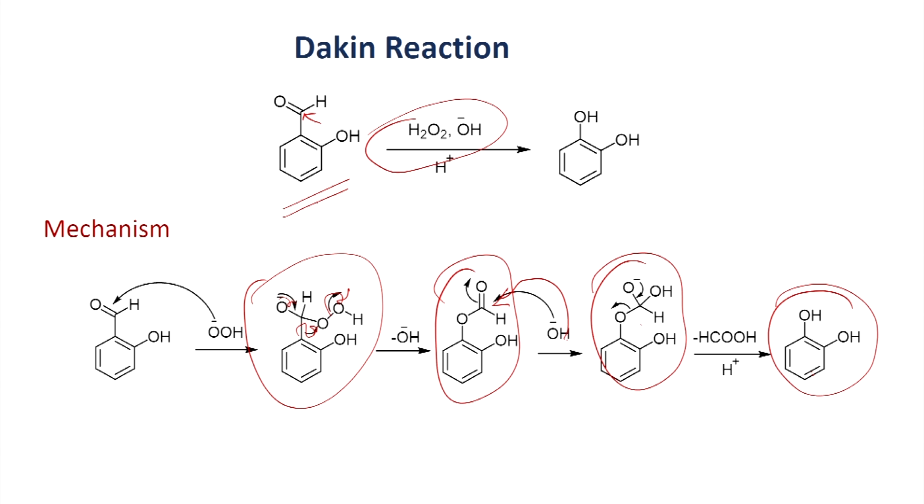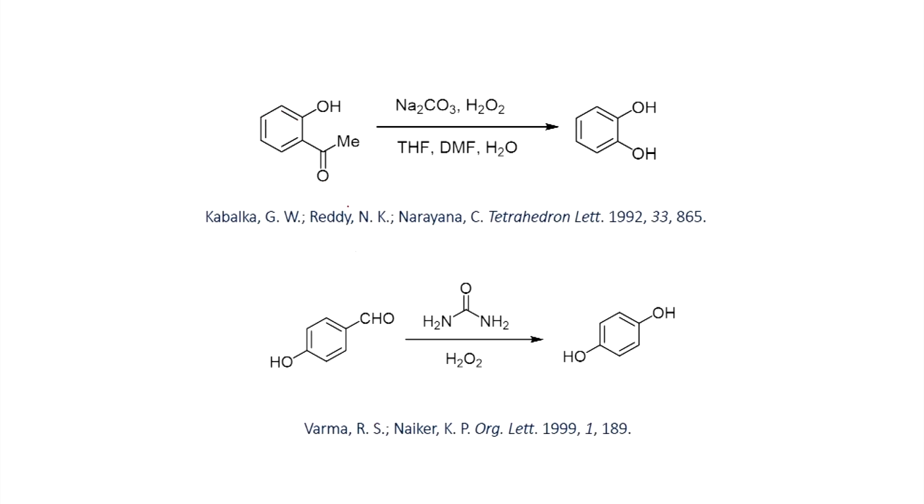Suppose you have salicylaldehyde. When you react it with hydrogen peroxide in the presence of base, it can lead to the formation of catechol as the product. And here the rearrangement of this ketone is shown, as we have seen. When you react with hydrogen peroxide and sodium carbonate, you will be able to form 1,2-dihydroxybenzene as the product.